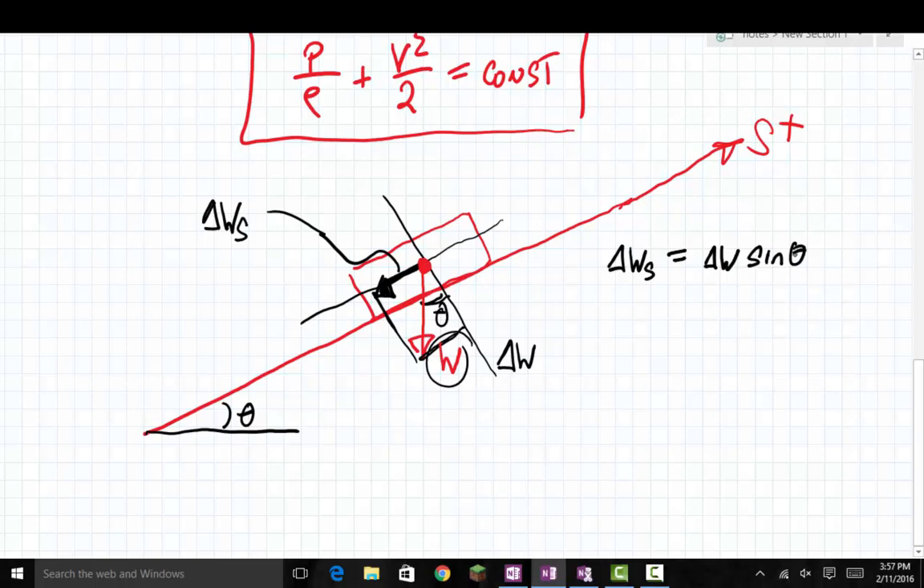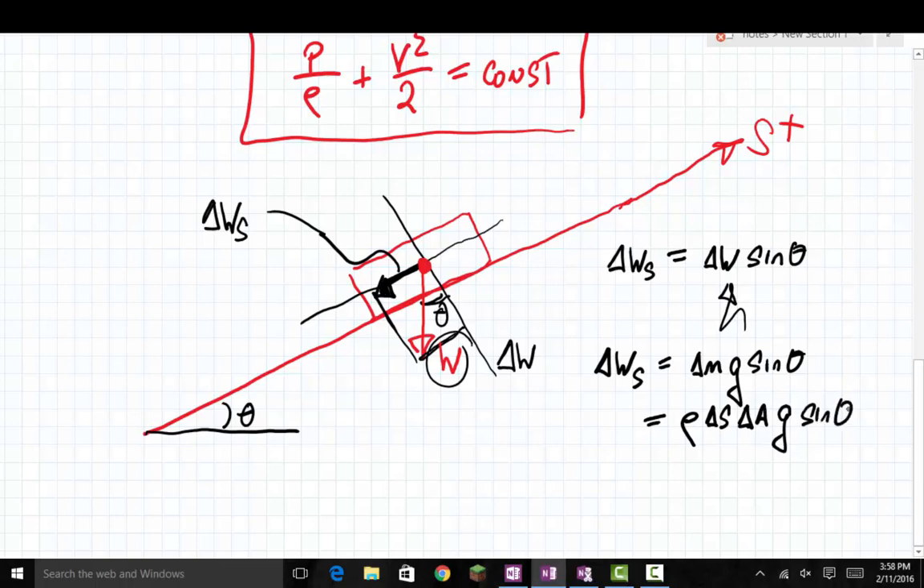Well, the weight of our fluid particle, we already know what the volume of our fluid particle is, and we know what the mass of the fluid particle is. So delta W_s is just going to be delta m times g times the sine of theta, which will be rho delta S delta A times g times the sine of theta. Great, so this gives me the weight of the fluid particle.